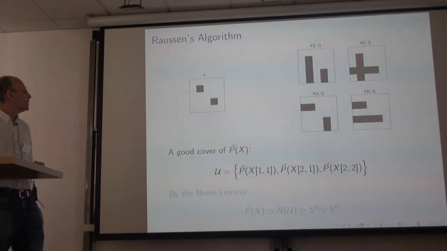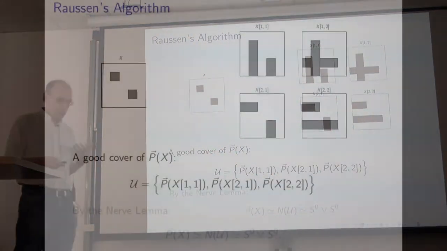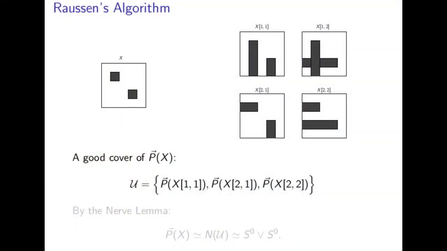Now let's go to some analysis of these spaces. So first of all, there is a remark that you can actually compute, at least theoretically, the homotopy type of a path space. How do we do this? This is an algorithm of Martin Raussen, and it's actually not very difficult to understand.